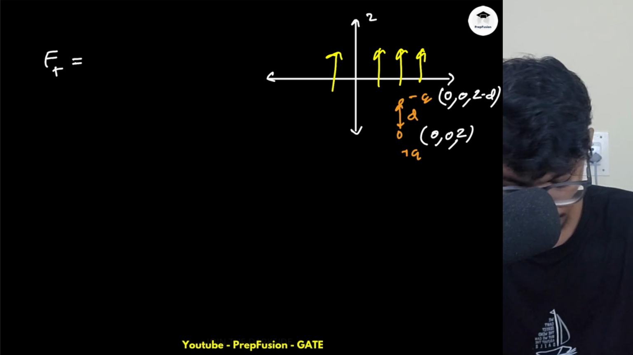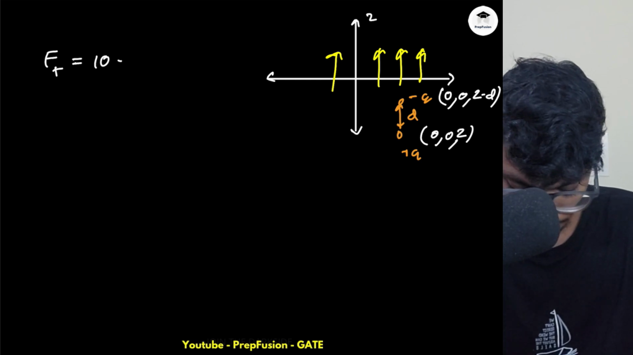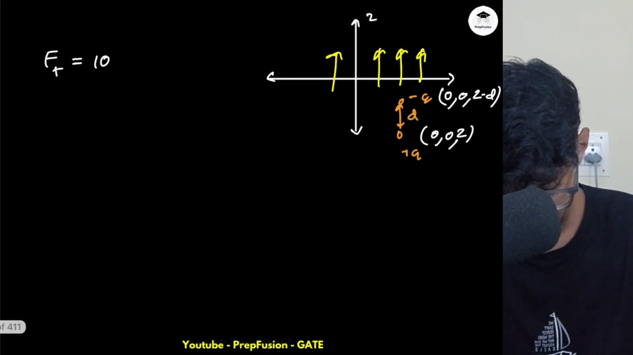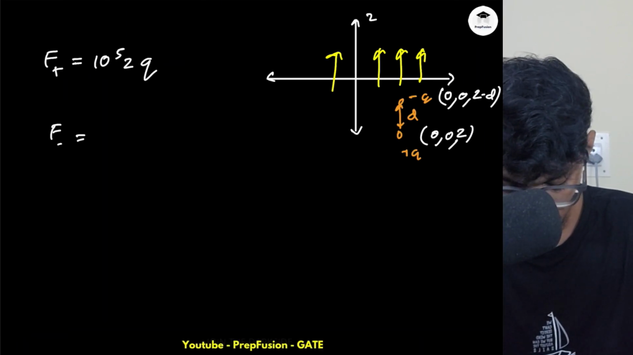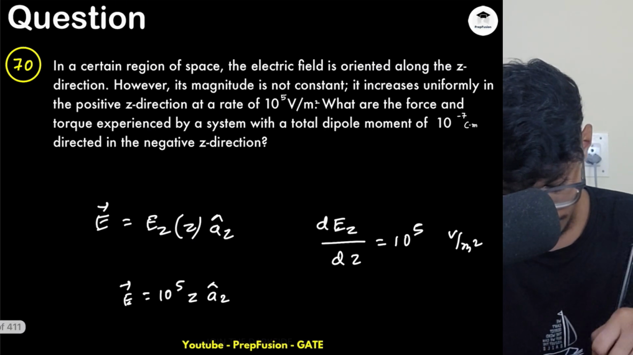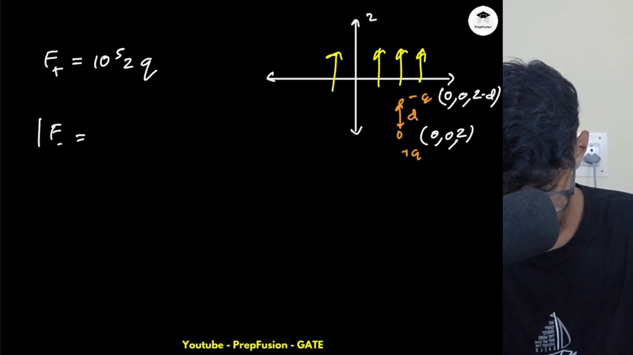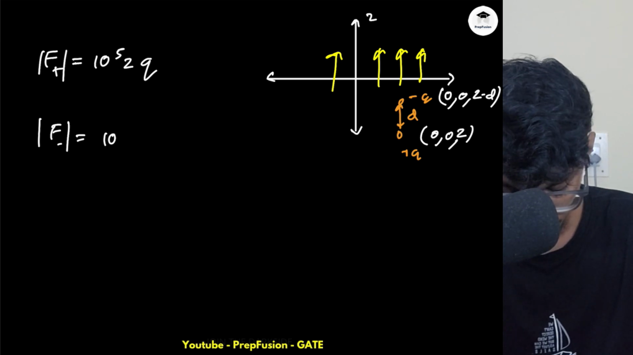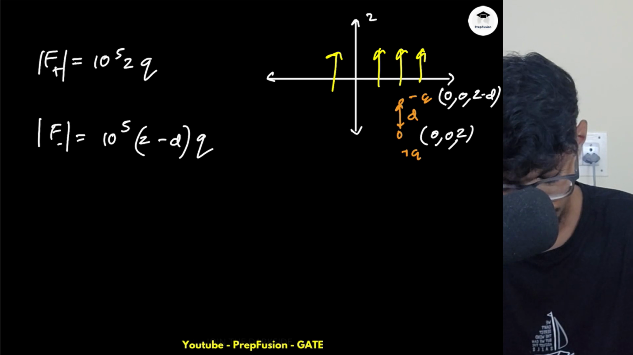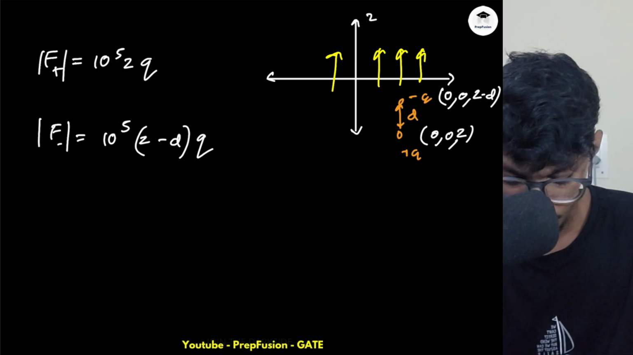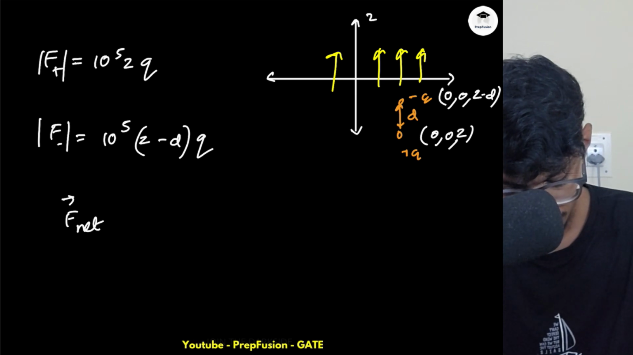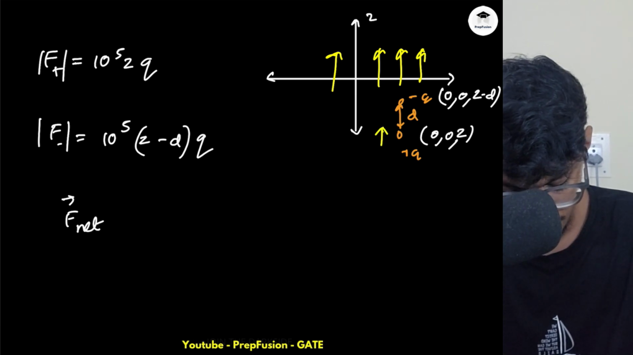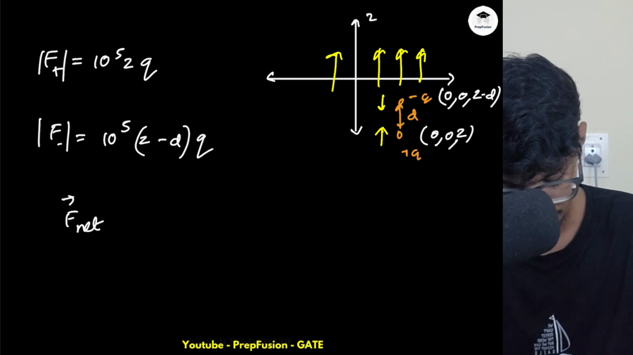So F plus will be simply 10 raised to power 5 z into q, correct? And F minus will be in just the opposite direction. I am just talking about magnitudes now. It will be 10 raised to power 5 (z minus d) q. So what will happen? The overall force on the system, F net, will be what? Due to this, the force will be in this direction, and due to this, the force will be in this direction, correct?